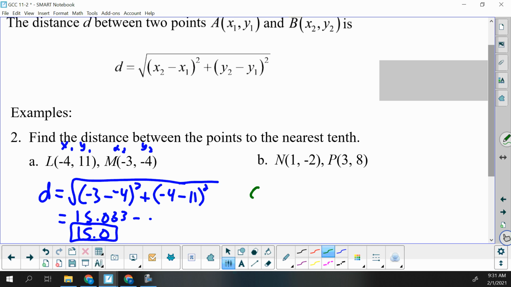So doing the same thing here, we'll do d equals the square root. We'll start a parenthesis. We need to pick an x value to start with. Again, it does not matter which x value you start with. Just to change things up, let's start with the 1 this time. Minus the 3 squared plus. Because we started with 1, we have to start with its y value in the other part. So we'll have -2 minus 8 parenthesis squared. We'll give you another 20 seconds. Go ahead, punch that in the calculator, see what you get to the nearest tenth.